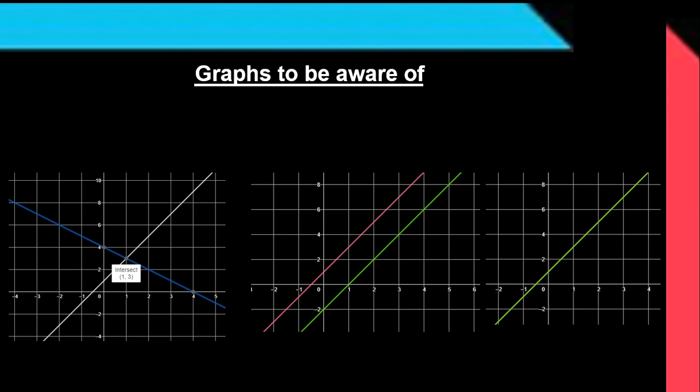Okay, so the first one we have just looked at is when we have two linear equations and their gradient, or their slope, depends what you call it, is different. They will intersect at exactly one point. They have exactly one solution. So in this first graph, their one solution is when x is 1 and y is 3.